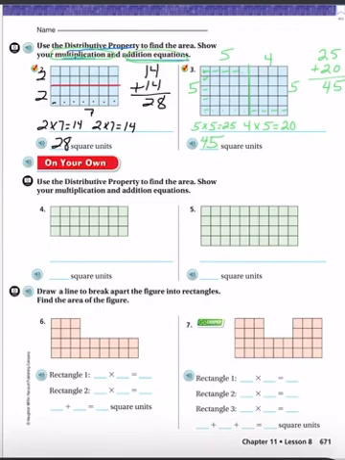Okay. The rest of the activities are the same. We'll talk in class about the type of assignment today, whether it's in the book or HMH assignment.